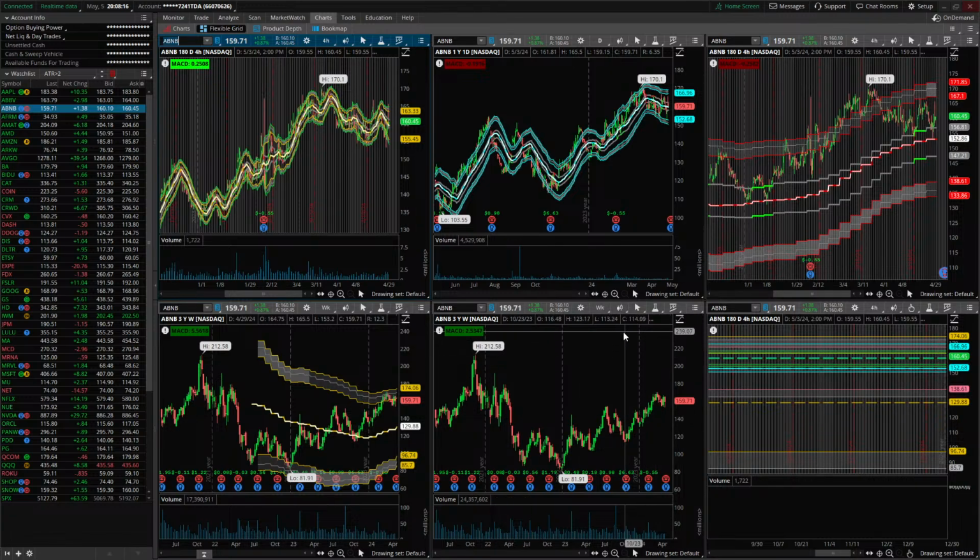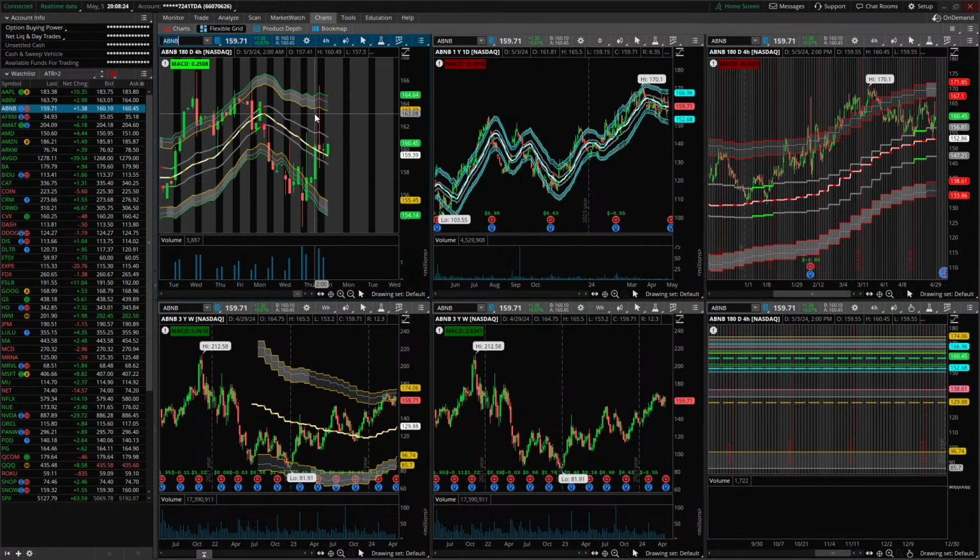When I have a Full Send, I'll come over and look at the clouds and make sure that, if I'm looking for calls, I don't have resistance between where I think price is going. Also, it can be helpful as far as where to close your plays. And then for puts, I make sure that there's not support.